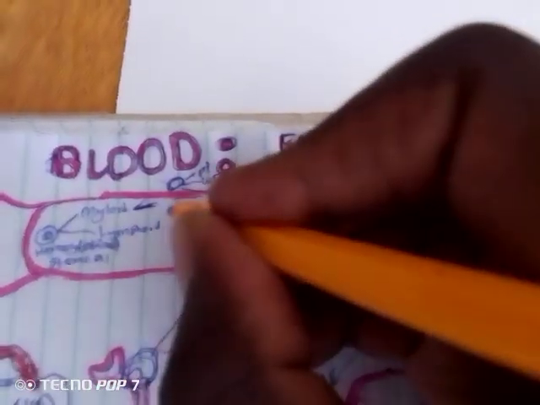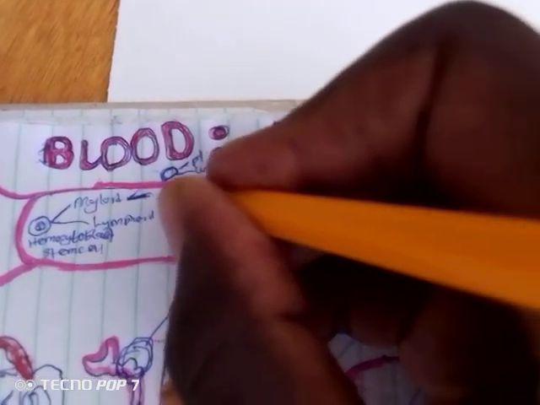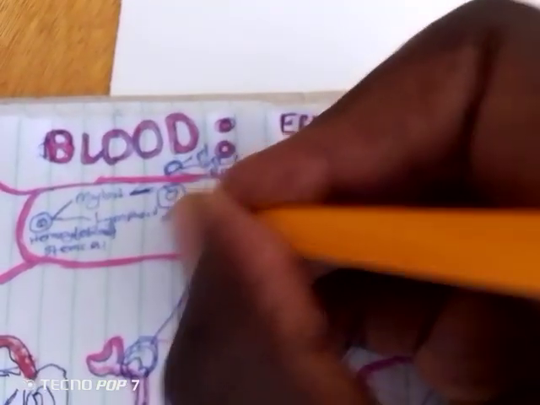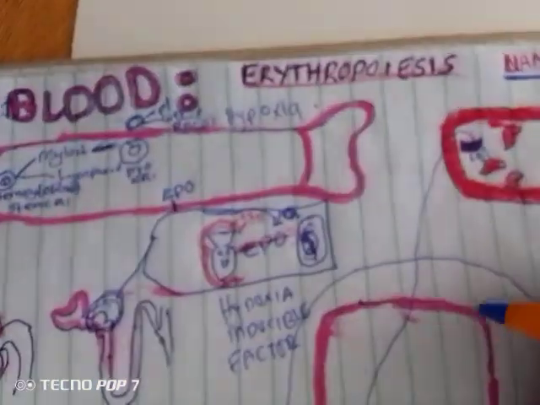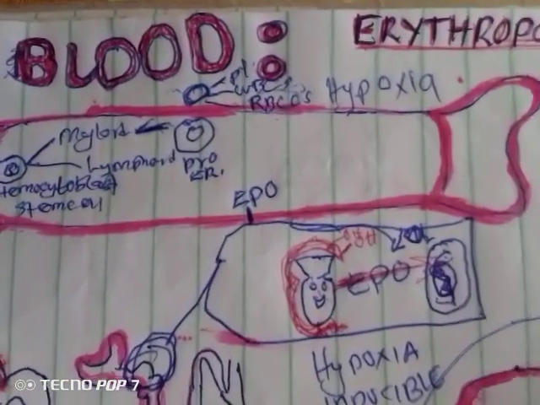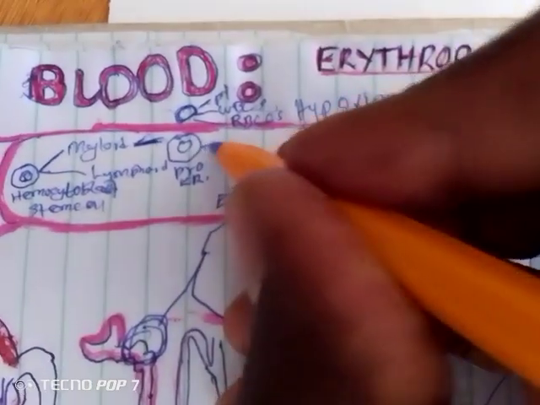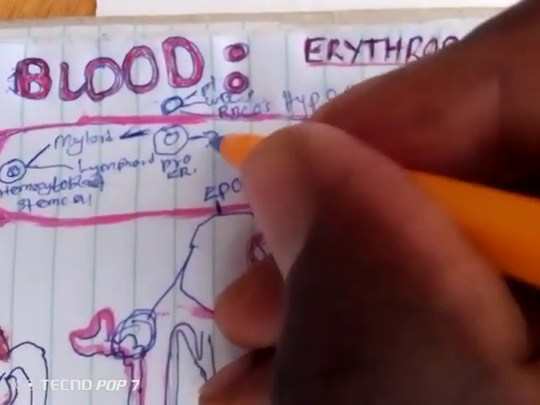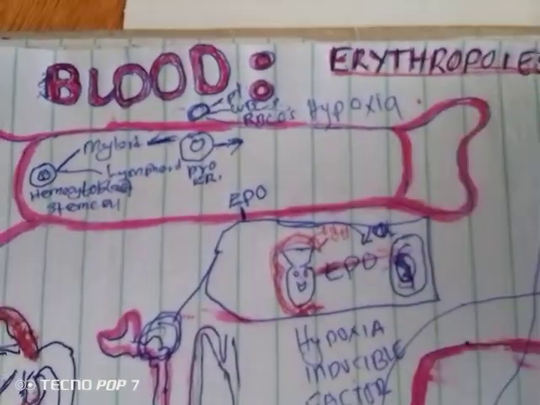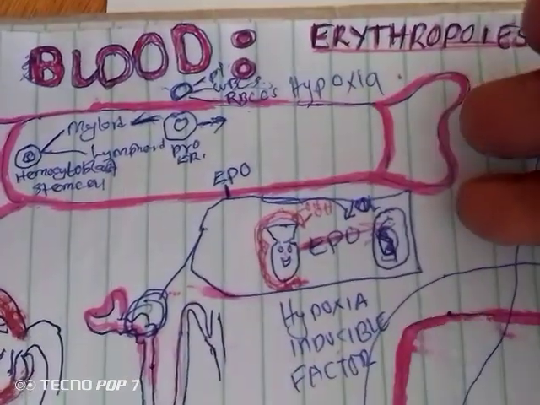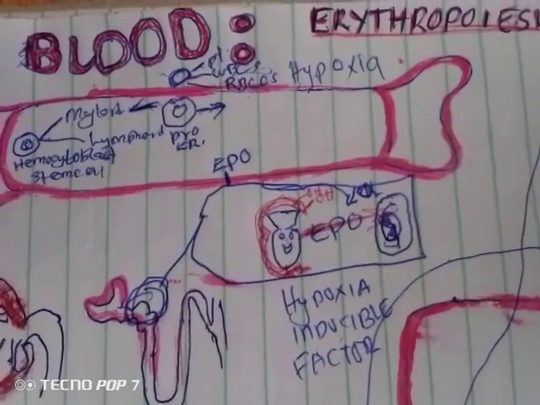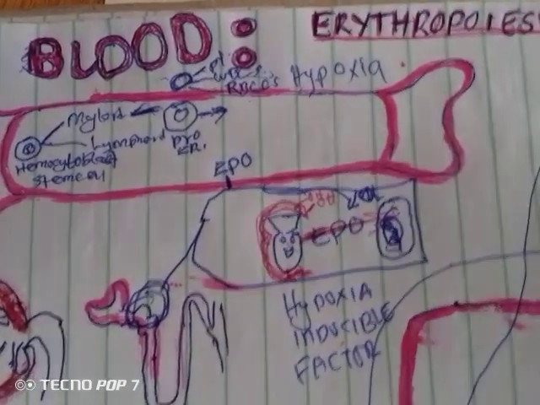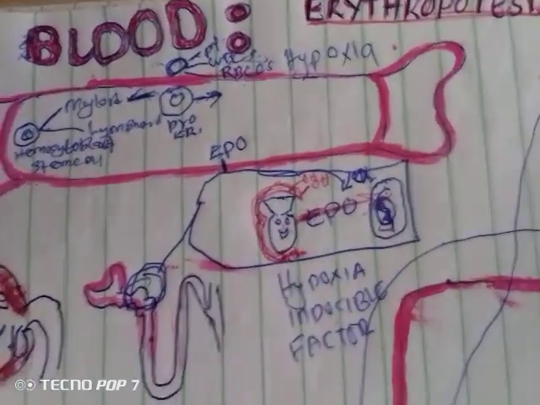Normally, the first cell to be formed is the pro-erythroblast. After this one, there is something that we call DNA transcription to RNA and RNA translation to proteins. Transcription and then translation.